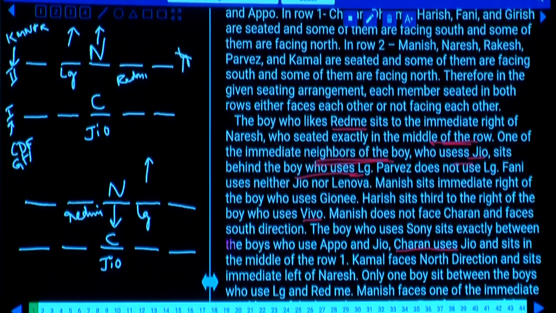Harish sits third to the right of the boy who uses Vivo. Harish is seated third to the right of the boy who uses Vivo, and Vivo is here, 1, 2, 3, and there are n number of possibilities. Manish does not face Charan. This information is not at all required, and Manish faces south direction. Manish is facing which direction here? Manish is facing south direction.